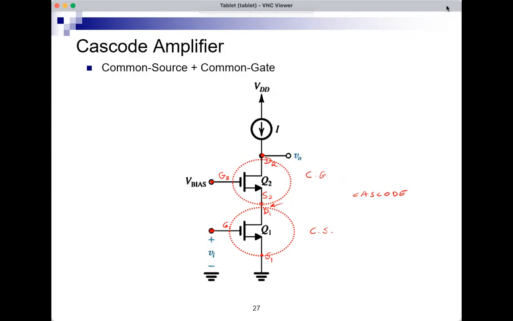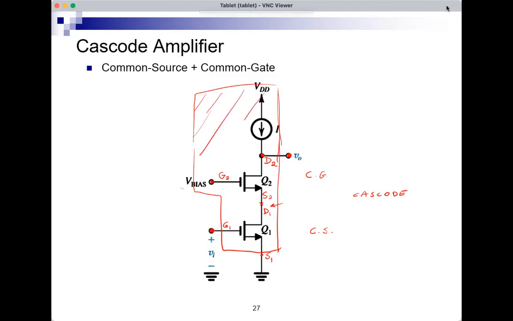I will not consider this to be two amplifiers. I want to consider it to be just one amplifier. So overall, I want to look at this as one stage. This is the input and the output of the whole thing. So this is my amplifier now. This is the output, this is the input, and everything that's inside, that's an amplifier. And I want to study this amplifier inside this shape.